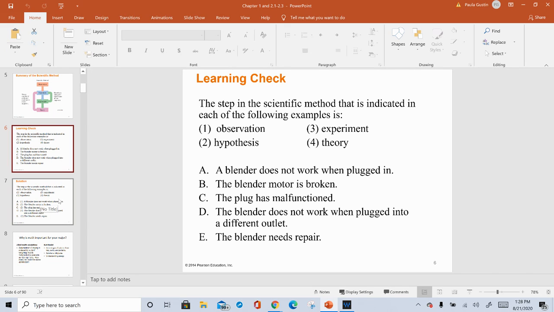A blender does not work when plugged in. That is an observation. You're just stating an observation. The blender motor is broken is an educated guess as to what's going on. That's a hypothesis. Another educated guess would be that the plug has malfunctioned. That's also a hypothesis. Then you can carry out an experiment: the blender does not work when plugged into a different outlet. That's our experimentation. Once all of that data is pulled together, which isn't a lot in this example, you come to the theory that the blender needs repair.